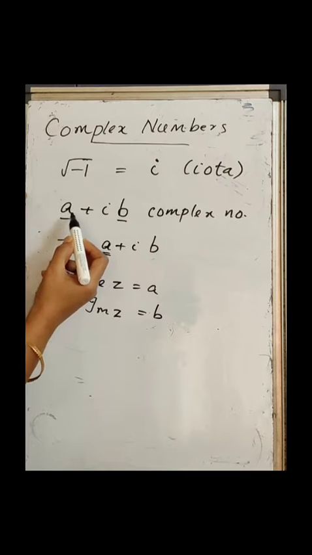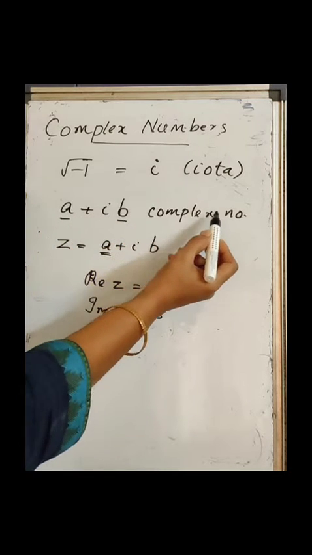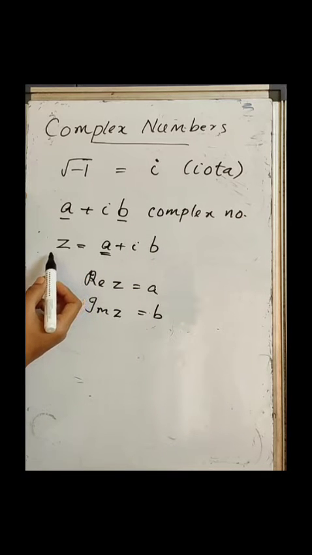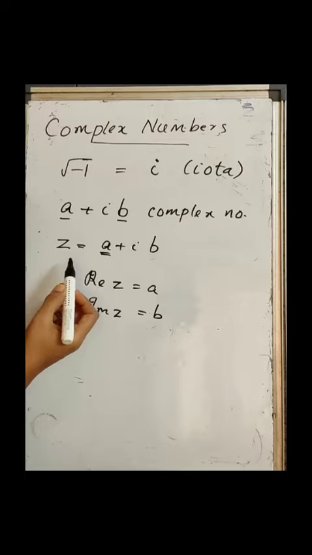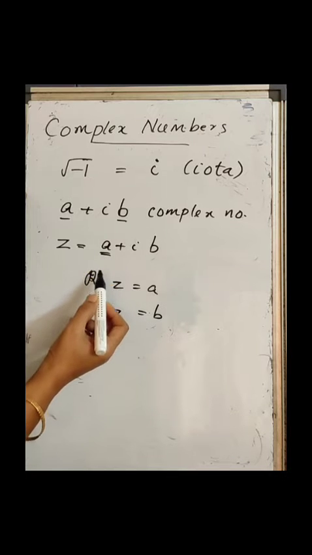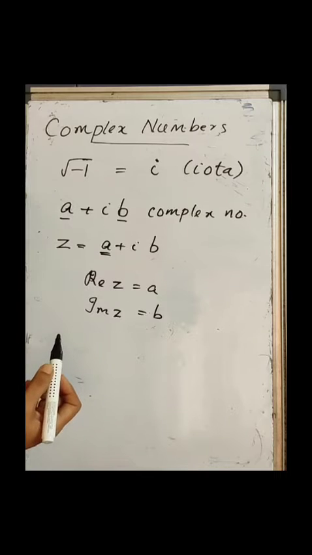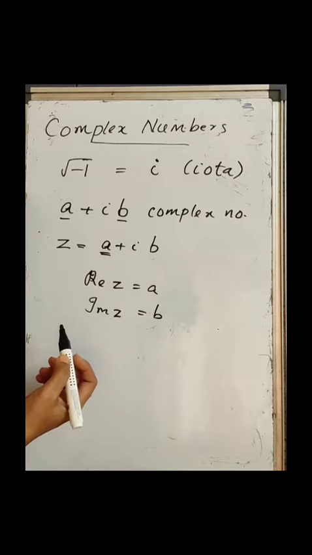Numbers of the form a plus ib is called a complex number and it is denoted by the letter Z. Here a is called the real part of Z and b is called the imaginary part of Z.